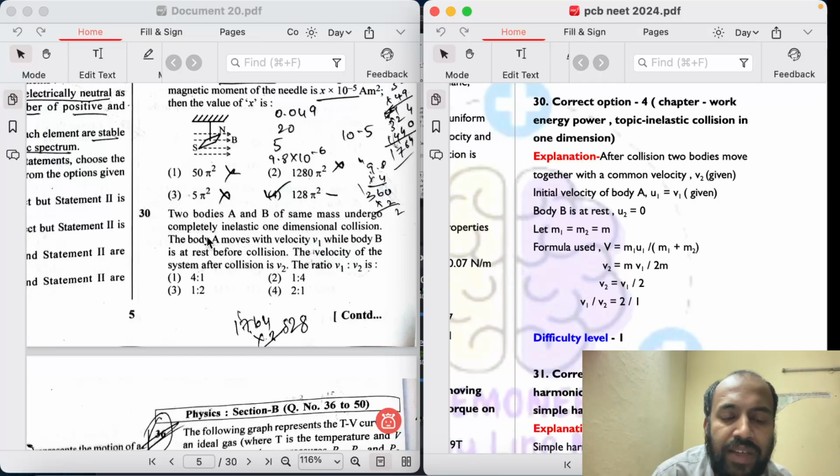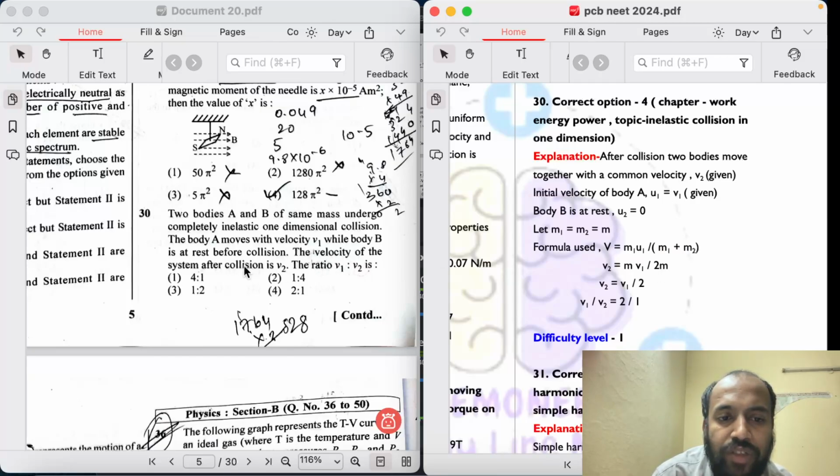So, it is a completely inelastic collision. It simply means that the two bodies will stick together after collision. So they will move with a common velocity, let's say capital V, after collision. So in such cases, the final velocity with which the two bodies move after collision would be m1 u1, where m1 is the mass of the first body, u1 is the velocity of the first body. The second body is at rest, so that's u2, which is 0, divided by m1 plus m2. Now both the masses are the same, so m1 plus m2 will become 2m.